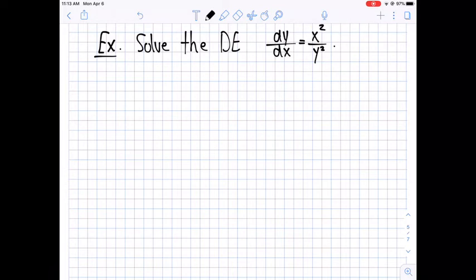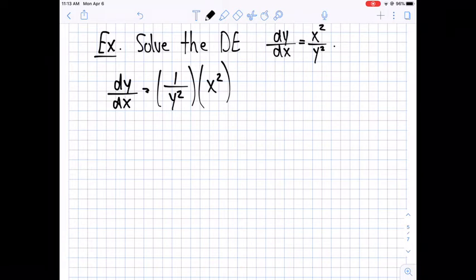You can see already it's being separated for us. We have dy dx on the left, and on the right hand side we have our function of y, which would be 1 over y squared, and then we also have our function of x, which would be x squared.